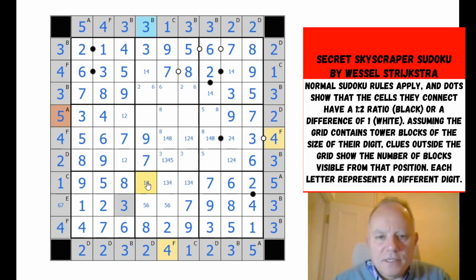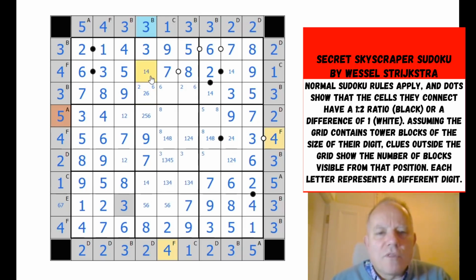That's not a 3 because there's a 3 in the column already. Now there's a 1, 4 pair there. So that's 2 or 6. That's 2, 5 or 6. Now how does this work with the 3 clue? 3. This, oh yeah, it could be a 2.